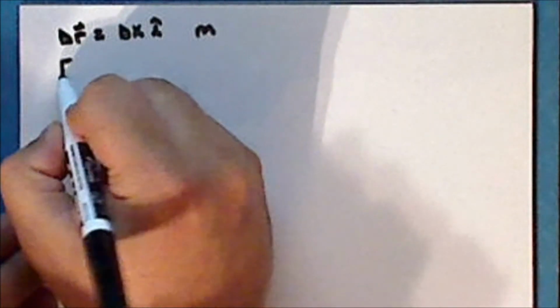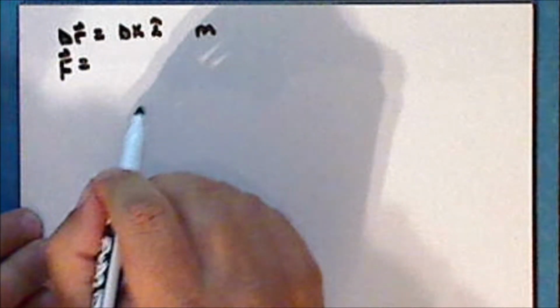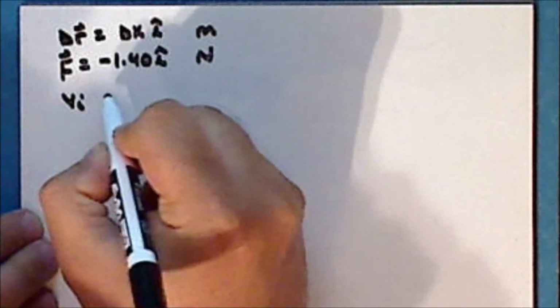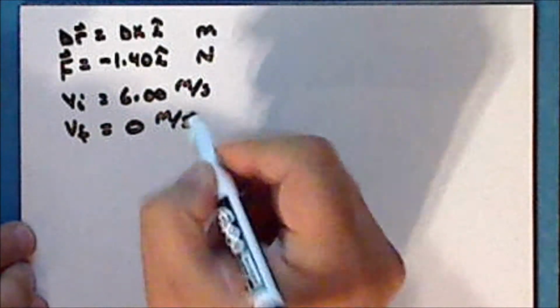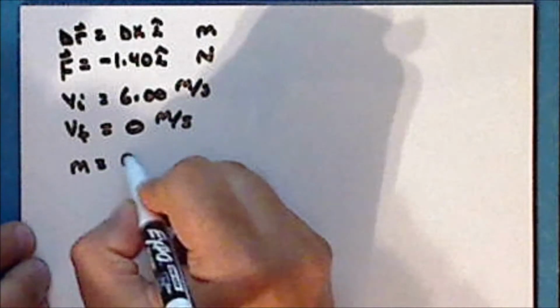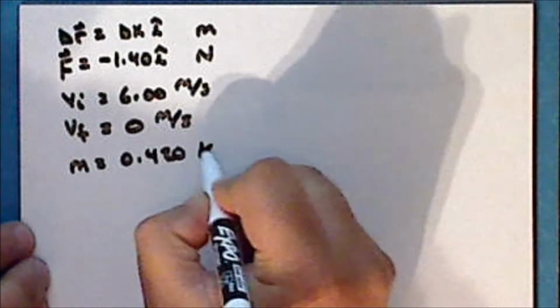Now once again, we can choose our reference frame so that the direction of motion coincides with the positive x-axis. And so our displacement vector is some change in the x-coordinate times i hat in units of meters. The force of friction, which opposes the direction of motion, is negative 1.40 times i hat in units of newtons. The initial speed is 6.00 meters per second. The final speed is 0 meters per second. And the mass of the soccer ball is 0.420 kilograms.